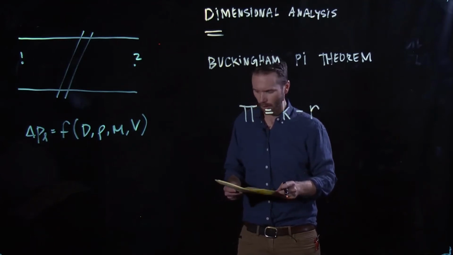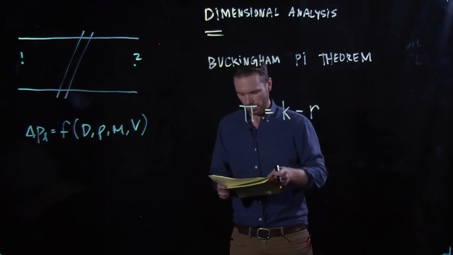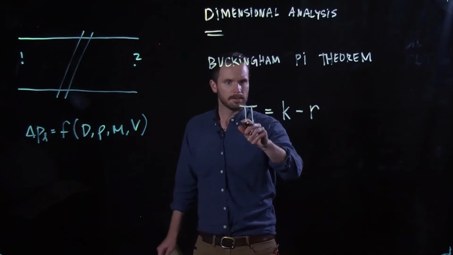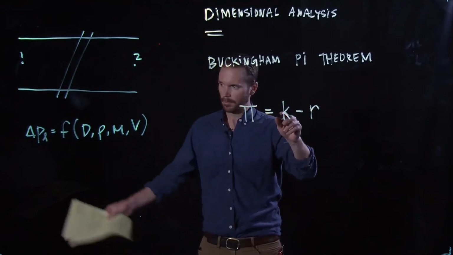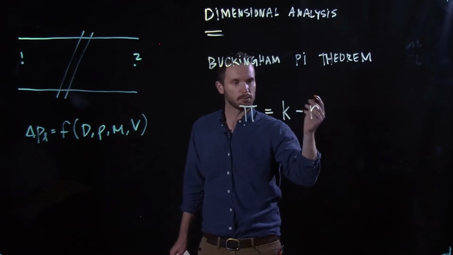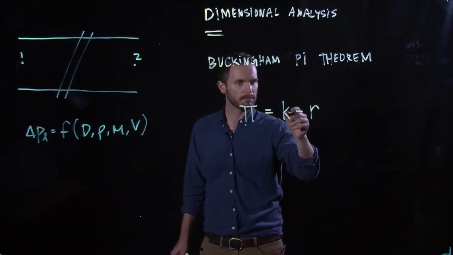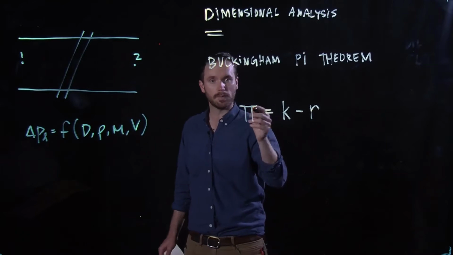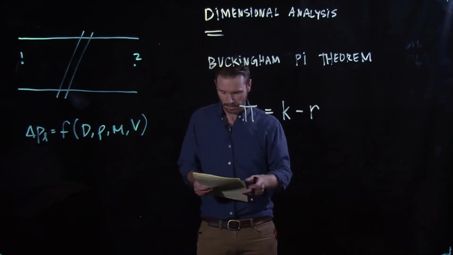So for our example here, the number of pi terms is equal to k minus r. K is the number of variables, so we have 5 minus r. In this case, r is equal to 3 because we need 3 basic dimensions. So 5 minus 3 is equal to 2, so we needed 2 pi terms. So that was the 2 pi terms that we just wrote up.